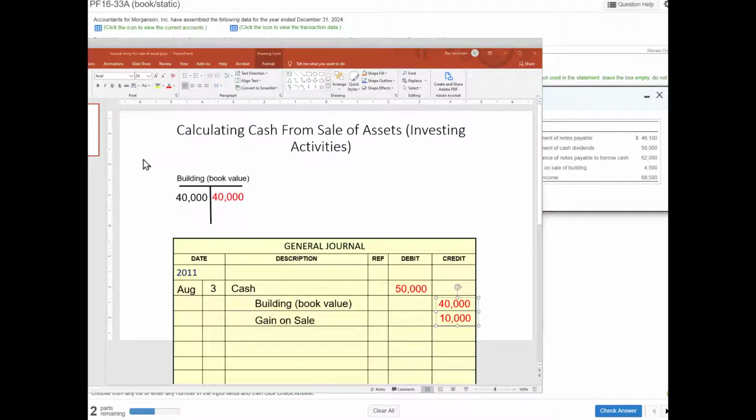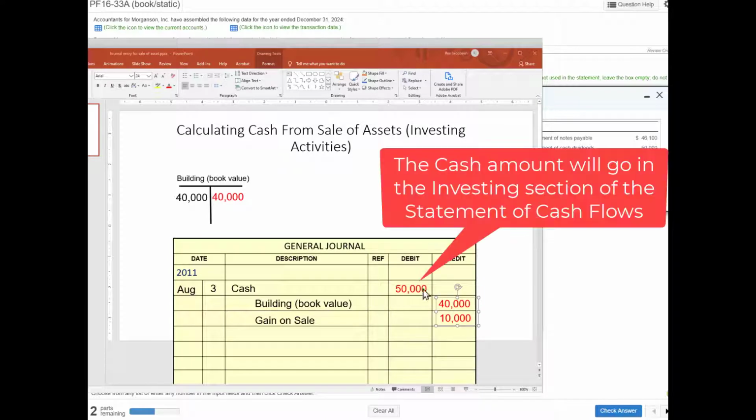Here was our T account when we sold this building. The book value, remember, is cost minus accumulated depreciation. The book value was $40,000, and since it's an asset, its balance is on the left side. So when we sold this building, we had to remove this from our books. That is why we have credited the building account. We received $50,000 of cash. This is the amount that we're trying to find for our current problem, the amount of cash we received.